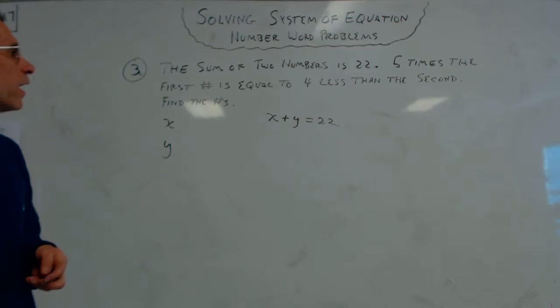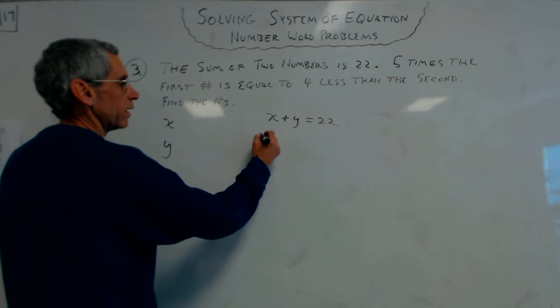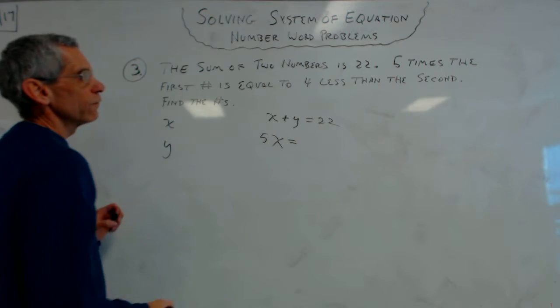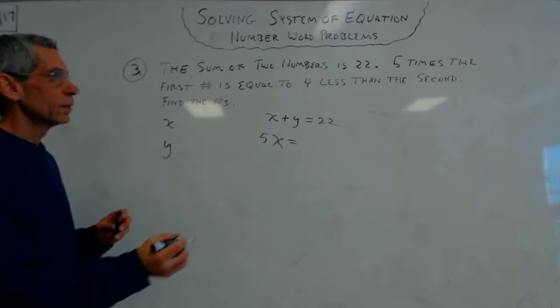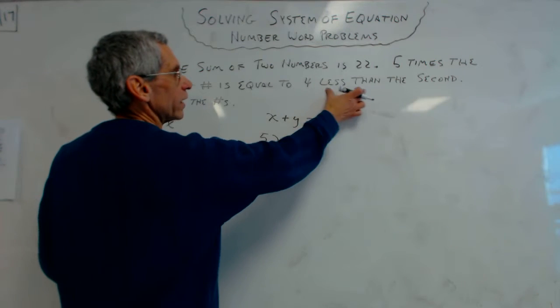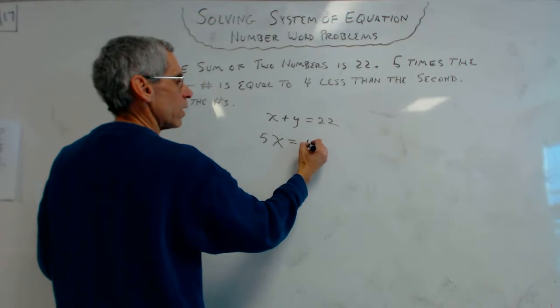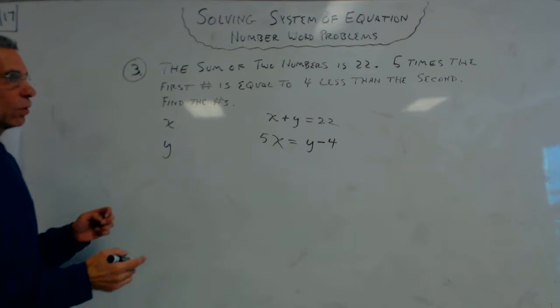Then it says 5 times the first. What would I write? 5x. And then it says is equal to, so that's an equal sign. 4 less than the second. How would I write that? Yeah, 4 less than is minus 4, right? But it's less than what? I have to put the y first, minus 4.